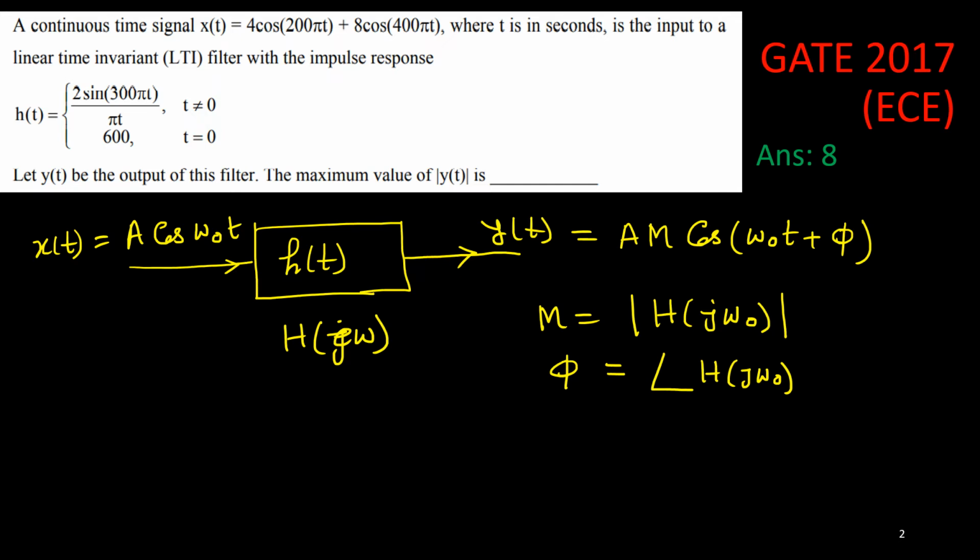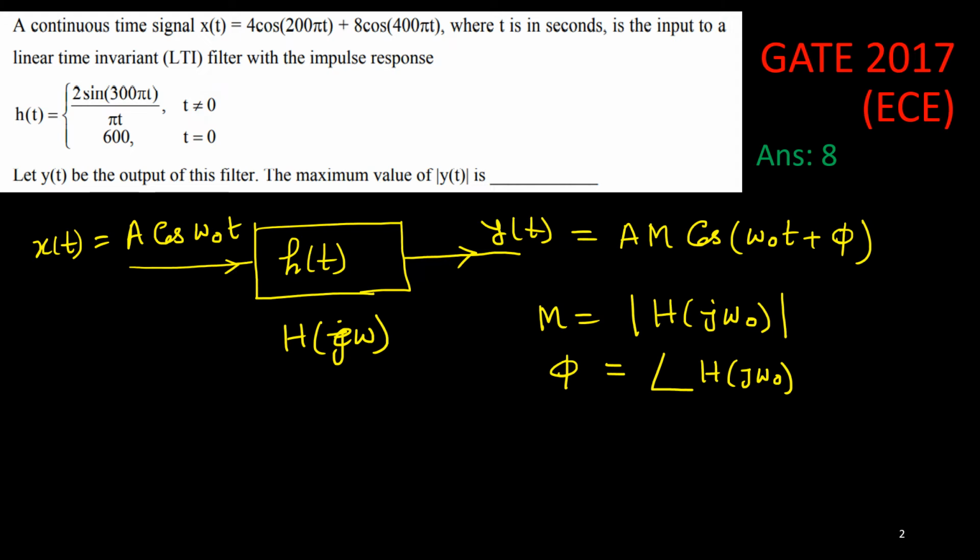So first we should understand what is our H(j omega) for the system, and then from that we can find M and phi. M should be multiplied with the amplitude, and phase should be added with this omega naught t. That is a very simple concept.